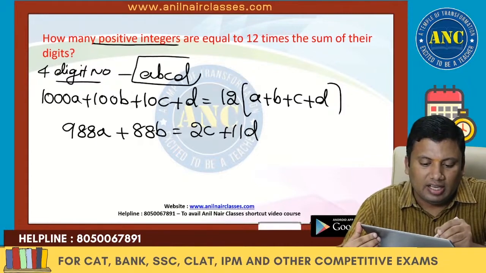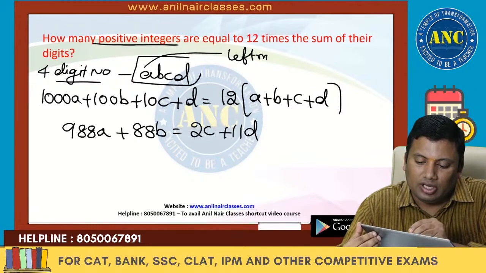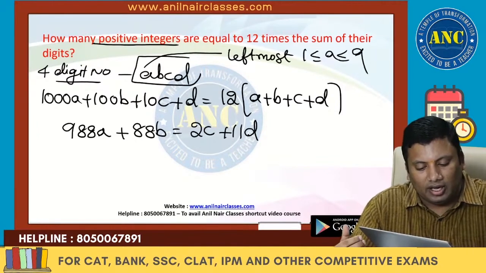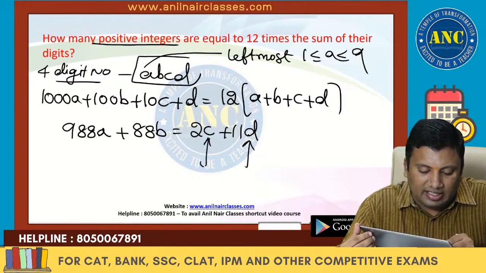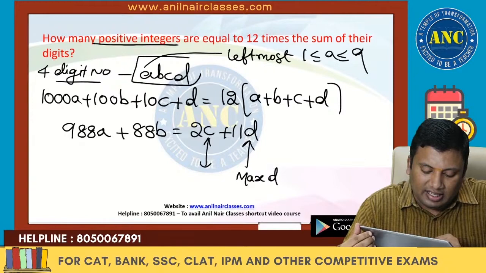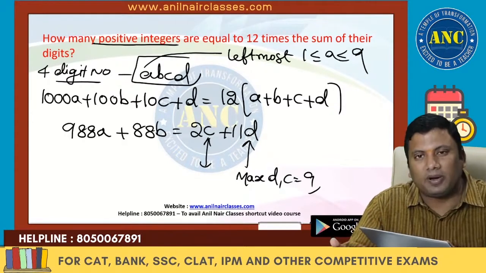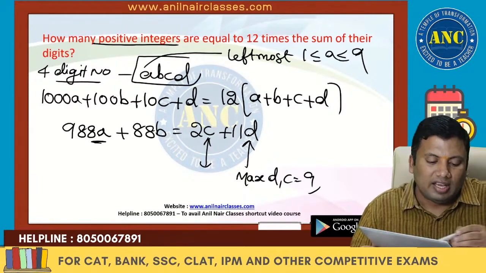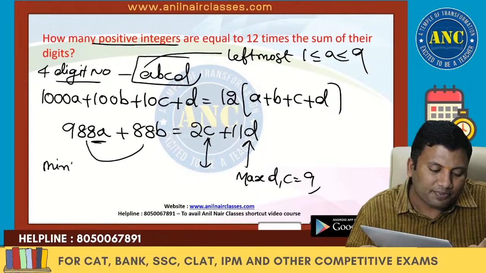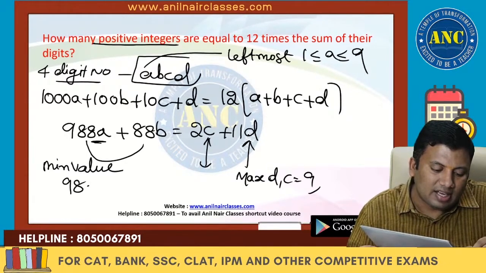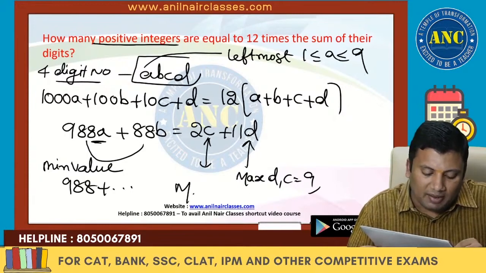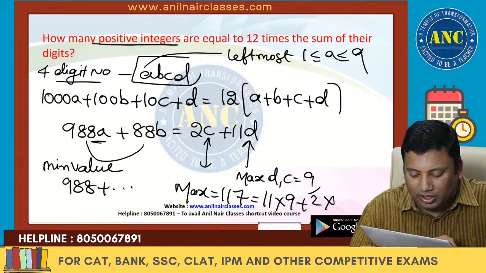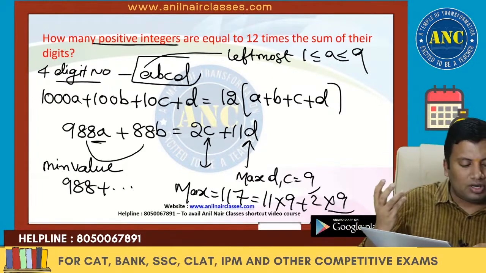A, B, C, D. Here A is there in the leftmost. Leftmost means A will take any value from 1 to 9. D and C, they are all integers. Maximum value D and C can take is 9. So these 99 plus 18, which is 117. Here the minimum value A will take is 1. Here I am getting minimum value as 988 plus something. Here I am getting maximum value as 117, which is 11 into 9 plus 2 into 9. So 4 digit number onwards, it is not possible.